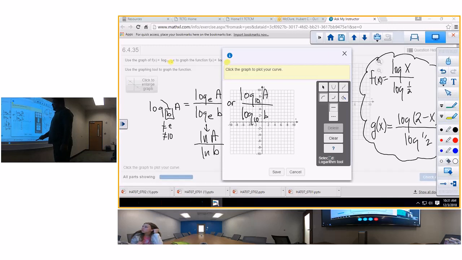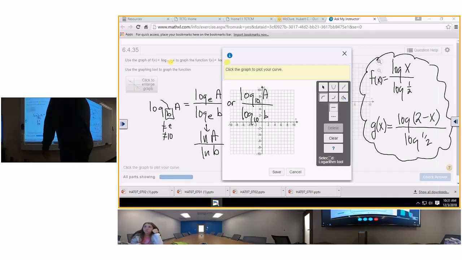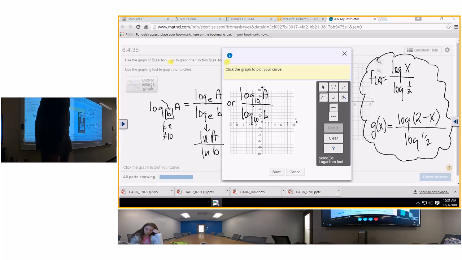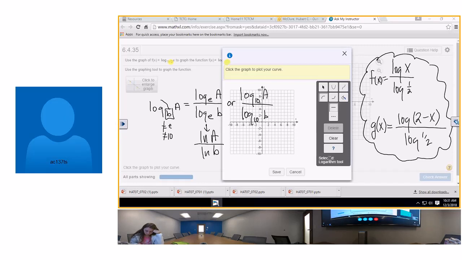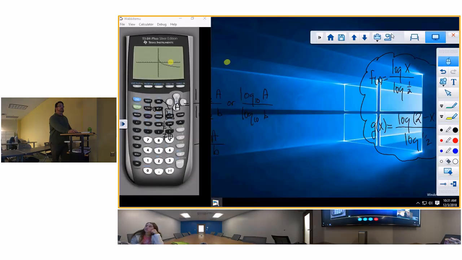So let's go over to the graphing calculator. My graphing calculator has now disappeared. Anybody know where it went? Now just bear with me. Go ahead and graph it on your calculator because you're going to need your calculator to graph it. There it is.